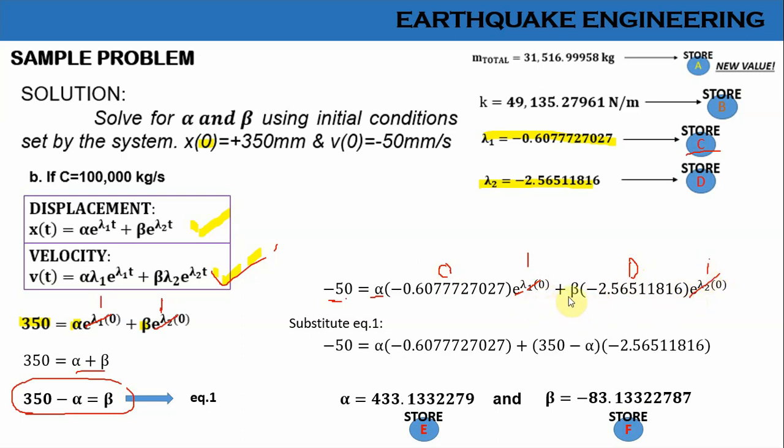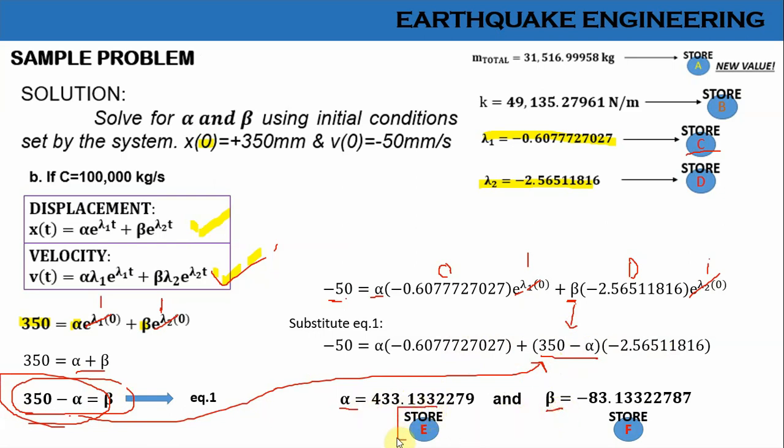So, since we have the equation for beta, right? We substitute it, which is this one, 350 minus alpha, minus alpha. So, shift solve, then we will get alpha and beta values. Okay, for alpha, store it in E in the calculator, and beta, store it in F. Okay? So, don't forget that one. The first one we get here is alpha. How? You shift solve, and you get alpha. Now, to get beta, it's just 350 minus alpha. So, you get the beta value.